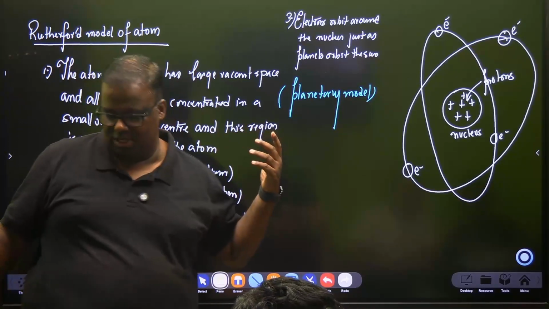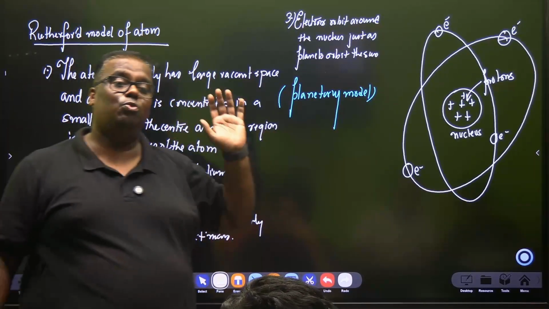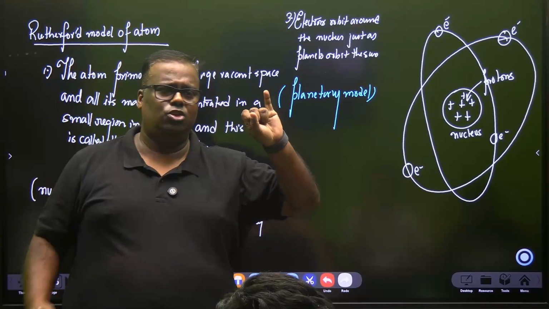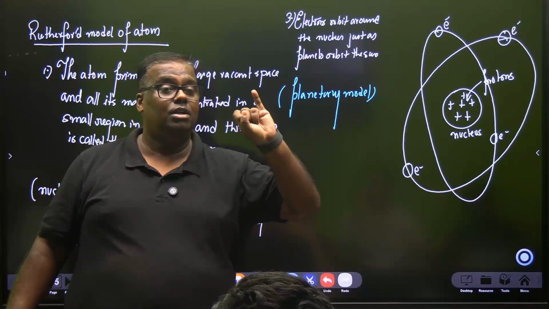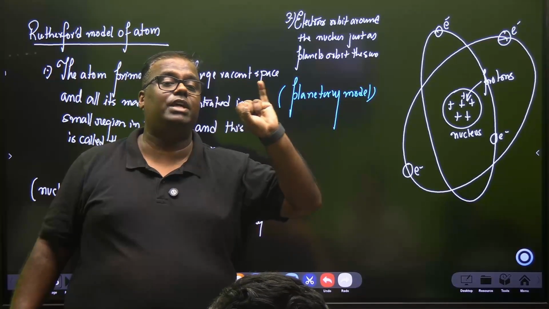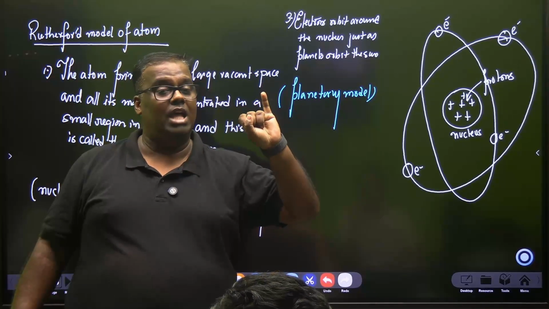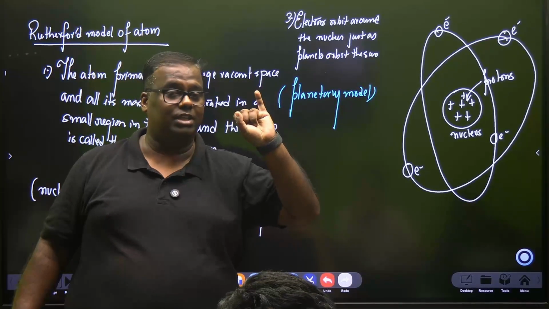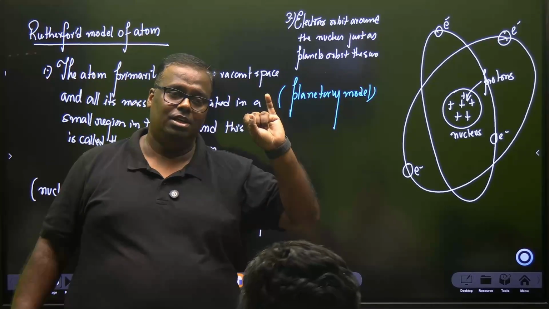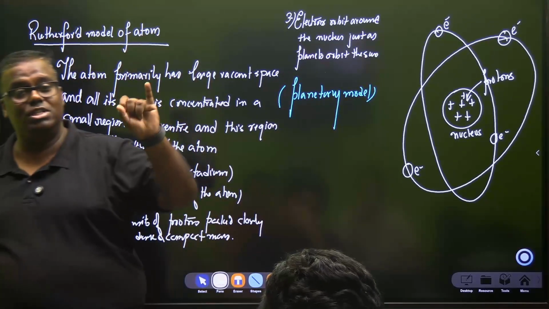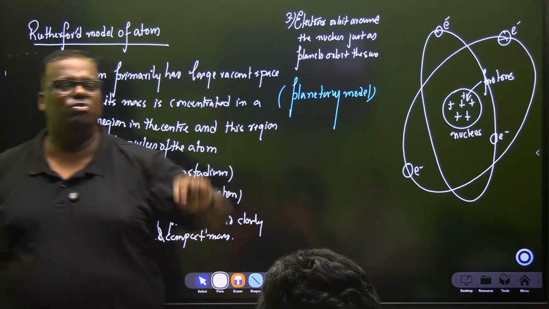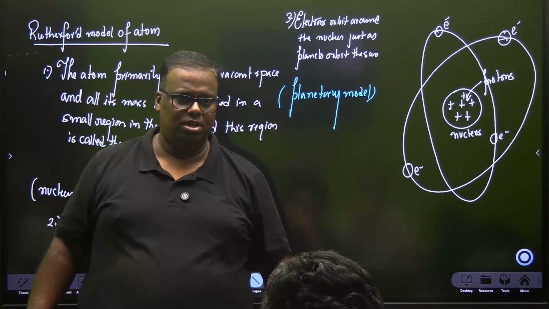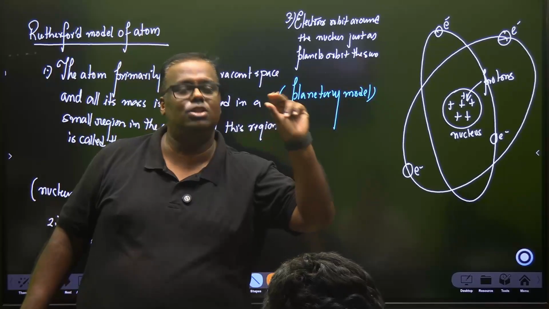You forget it. These are my words now. My words may be different from the book. Have you understood what did Rutherford say? What all three things did he say? Number one, there should be just English wise correct. One, the major part of the atom is a vacant space, and all the mass is concentrated at the center in the form of a compact, dense body which is positively charged. He coined that body as the nucleus.